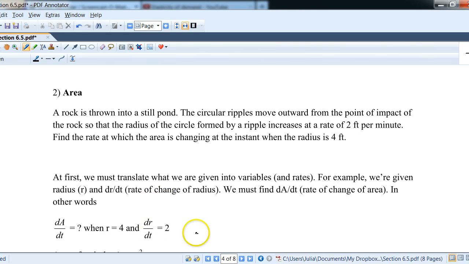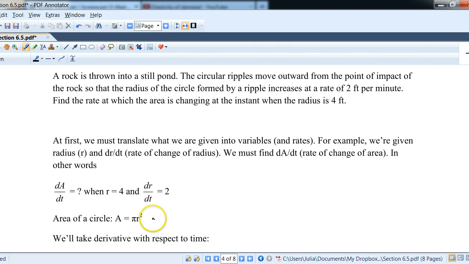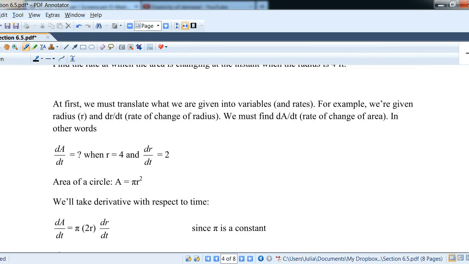And again, when you're given all this information, it's important to translate it. For example, typically we're either given dr/dt, how the radius is changing, which we are given in this case, or how the area is changing. But what we're trying to find is how the area is changing. dA/dt equals, when r equals 4 and dr/dt equals 2, because that was the rate of change, 2 feet per minute, actually. So area of a circle is pi r squared. So keep in mind this equation, because we'll be using it again in chapter 7.